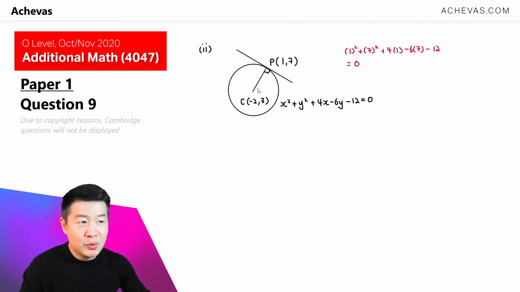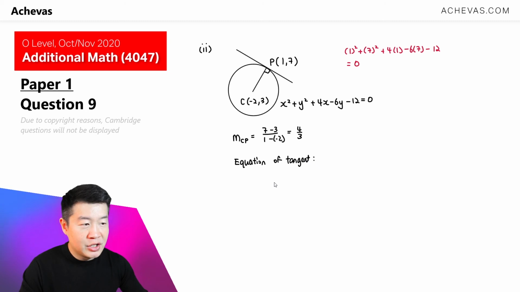So the first thing that we will do is we will find the gradient of CP. So let's say gradient is m. So m_CP, this is going to be the y minus the y coordinate divided by the x minus the x coordinate. This gives us a 4 over 3, which means that the gradient of the tangent is minus 1 over this, which is minus 3 over 4. This will help us to deduce now the equation of the tangent that the question wants.